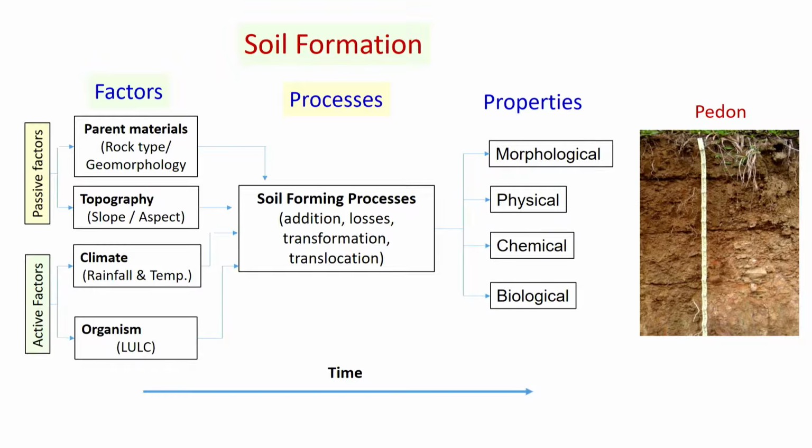So these properties arrive in the soils because of the soil forming processes, which are controlled by soil forming factors. And you are seeing the picture, a vertical cross section of the soil, where you get various layers, and we call it a single soil, a pedon.